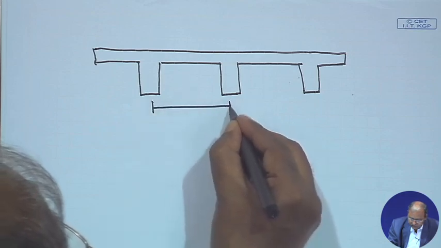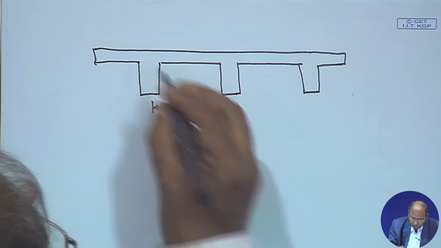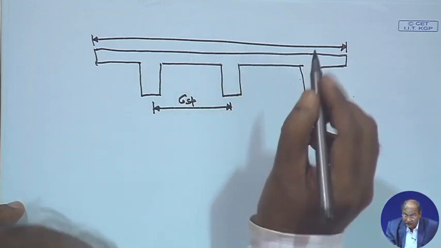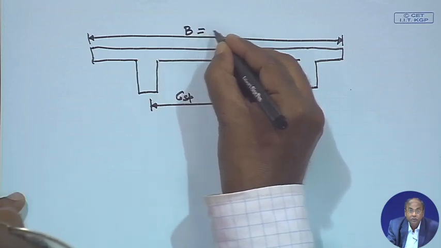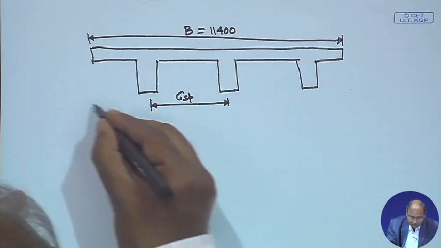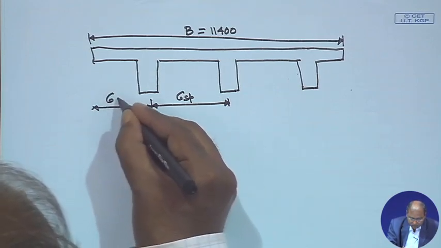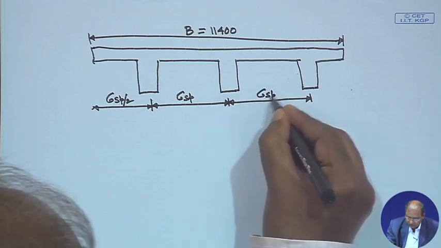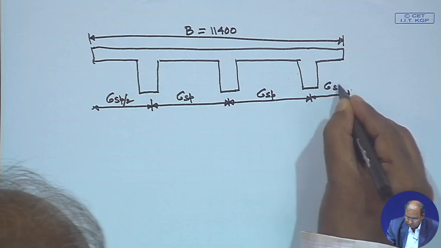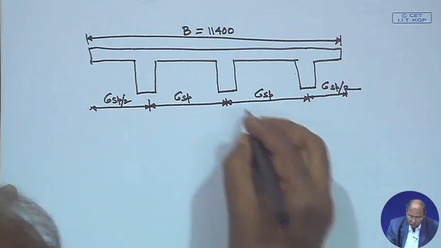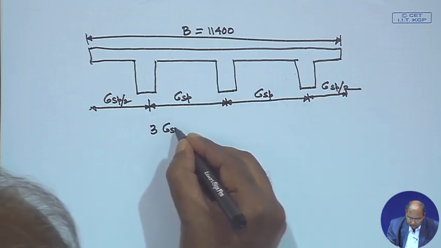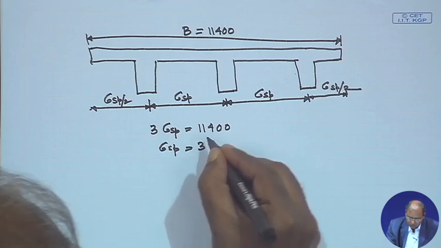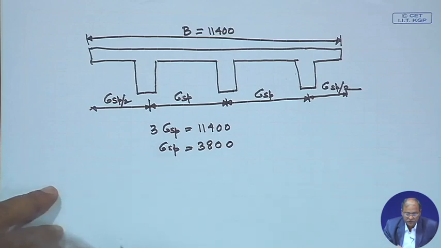We are talking about this one as GSP, and this is our B. As per the requirement to accommodate 2 crash barriers, 2 footpaths and the carriageway, we require B equal to 11,400. This is again GSP by 2, this is also GSP, girder spacing. So we can say 3 GSP equal to 11,400, so GSP equal to 3800 millimeter.